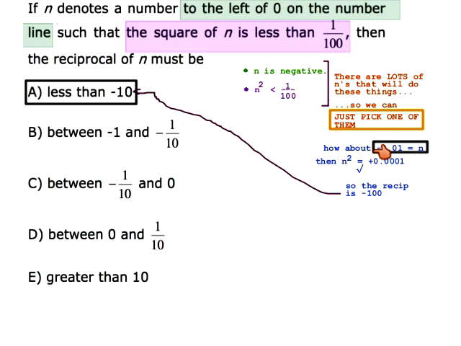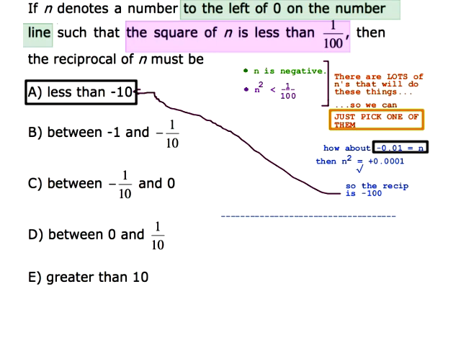Incidentally, if you wanted to actually solve that in general, which you don't have to do, but which you could do as part of a review process, then you would have n squared is less than 1/100. That means that n is, first you have the sign problem. That's the first issue there.